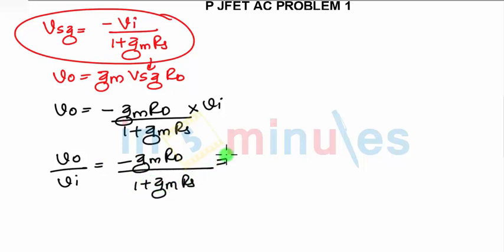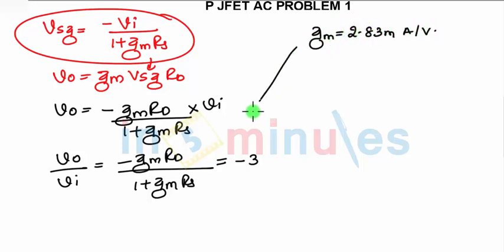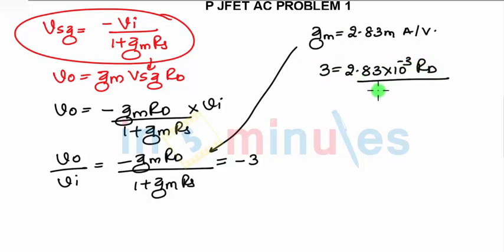Now this value they have given as minus 3. So from this you know the value of GM. When you substitute, you have got 2.83 milliampere per volt. GM we have got as 2.83 milliampere per volt. So when you substitute in this equation, you will get 3 equals 2.83 into 10 raised to minus 3 RD upon 1 plus 2.83 into 10 raised to minus 3 into RS.